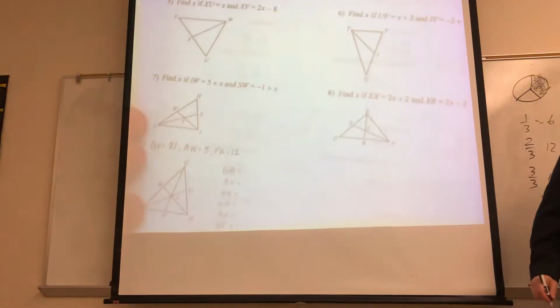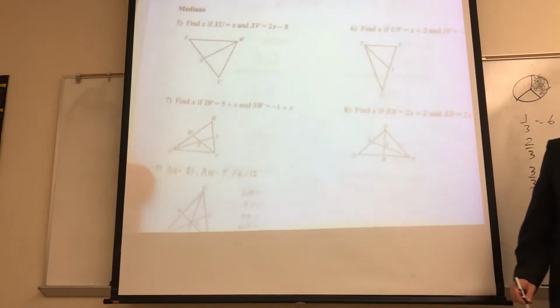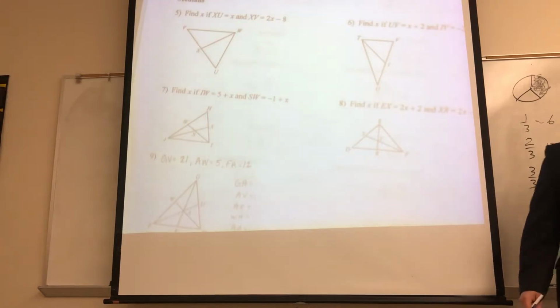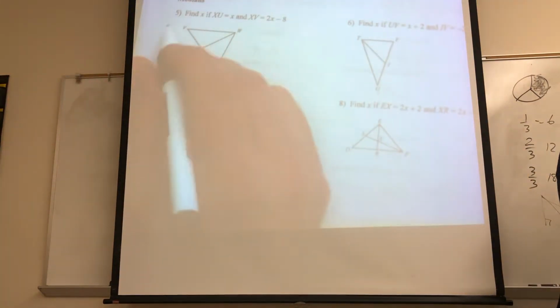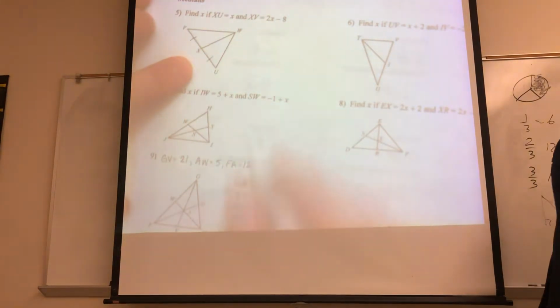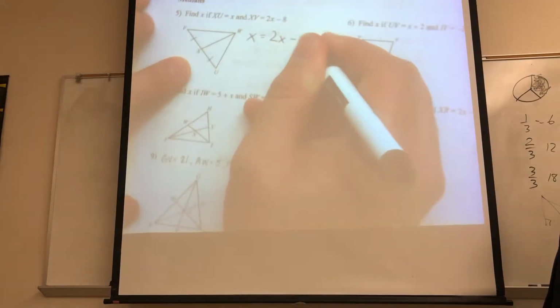On the median, it cuts the line in half. It cuts the side in half. The only thing you have to be careful about, well, we'll get to them. On this one, we've got XU and XV. That's the two parts, so they should be equal to one another. X is equal to 2x minus 8.